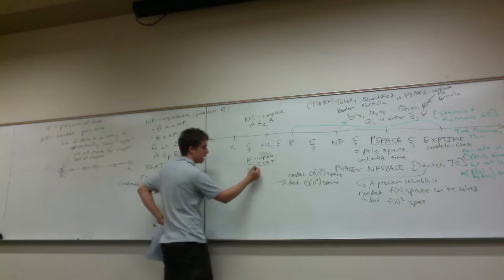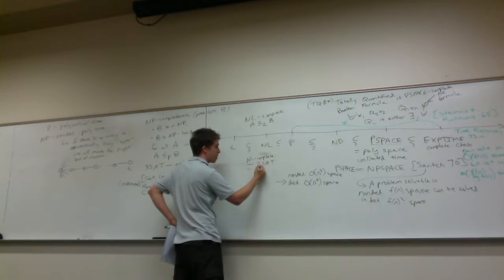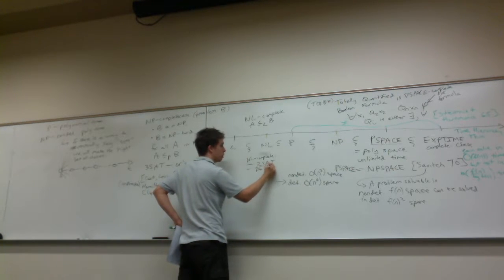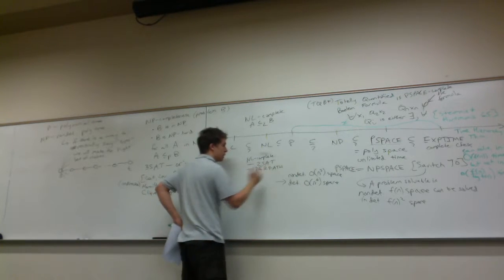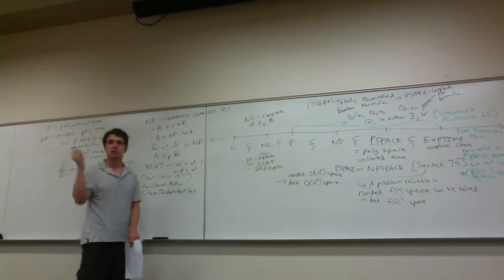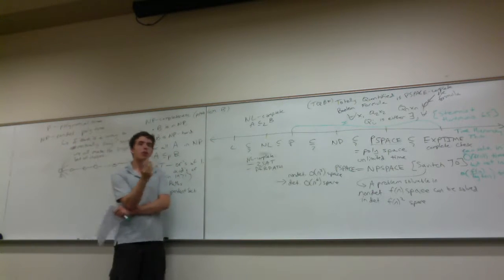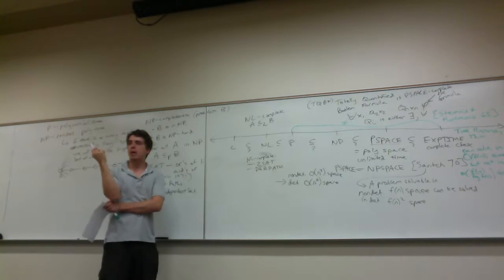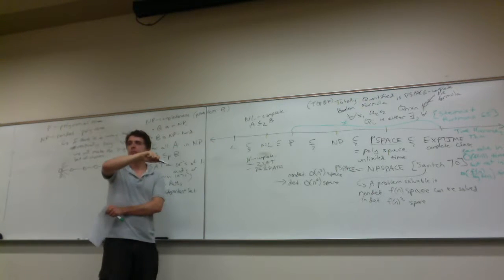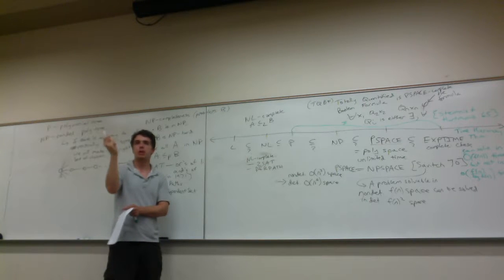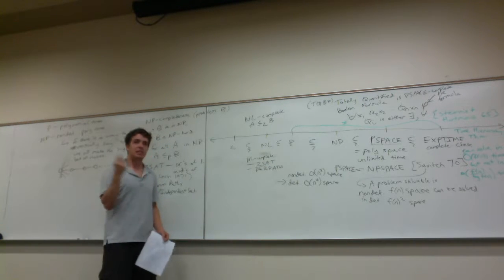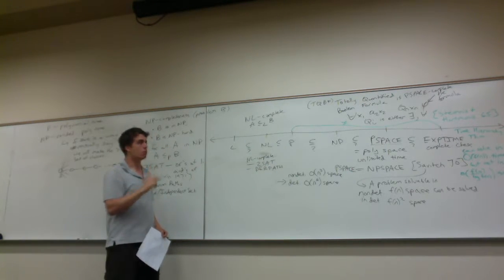Another one is directed path. I call it DirPath. So what is that? DirPath is you're given a graph and 2 vertices, S and T, and you want to figure out if there's a directed path from S to T. If there is a directed path from S to T, then I say yes. If there isn't, I say no.